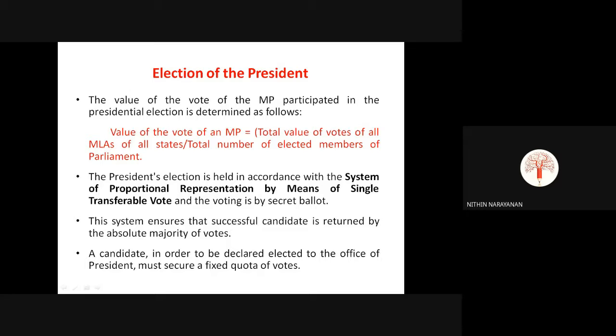The president's election is held in accordance with the system of proportional representation by means of a single transferable vote. That is the system of voting used here, and that is how the voting share is determined. The voting is by secret ballot only. This system ensures that the successful candidate is returned by an absolute majority of votes. So a candidate, in order to be declared elected to the office of the president, must secure a fixed quota of votes.